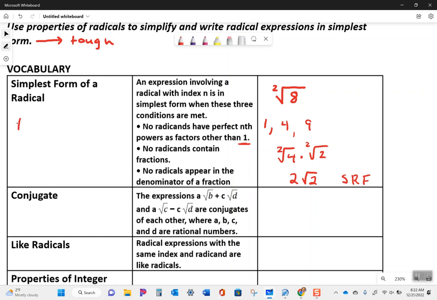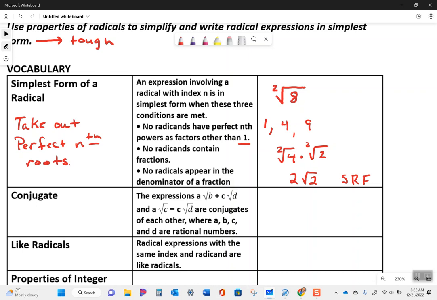And I'm going to just make the note here. You're always trying to take out perfect nth roots. Okay. So that's the first thing that we're going to talk about vocabulary-wise.